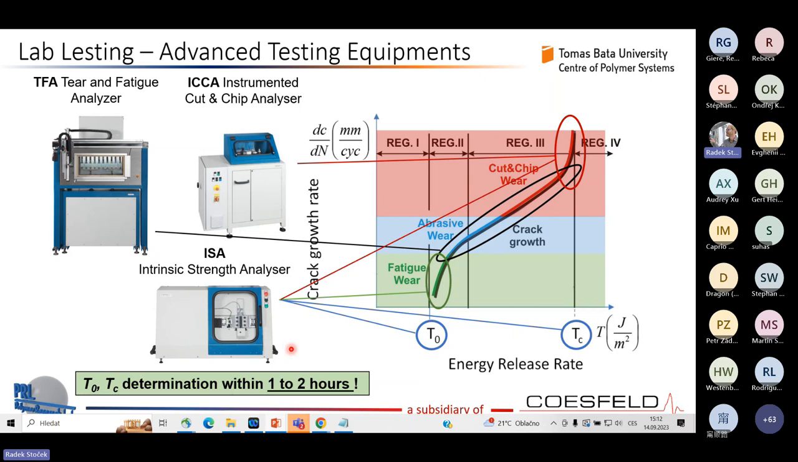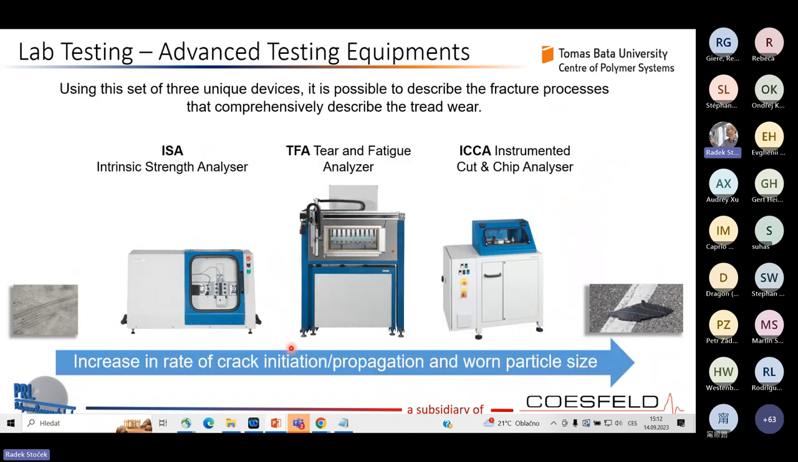So let's say using this set of three unique devices, it is possible to comprehensively describe the fracture processes that describe the tread well. So as you can see, starting from the intrinsic strength analyzer, over the tyre fatigue analyzer, up to the instrumented cut and chip analyzer, the rate of crack initiation, propagation, and worn particle size increase as well.